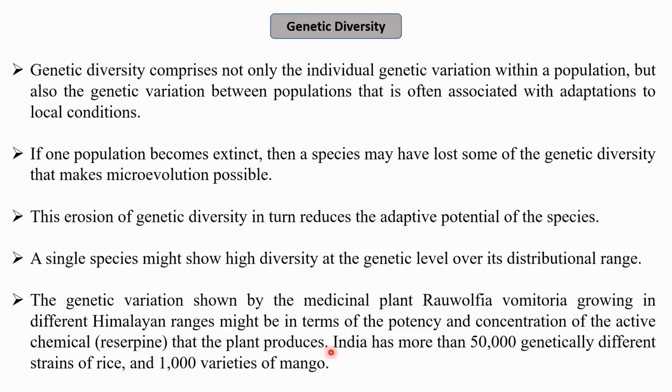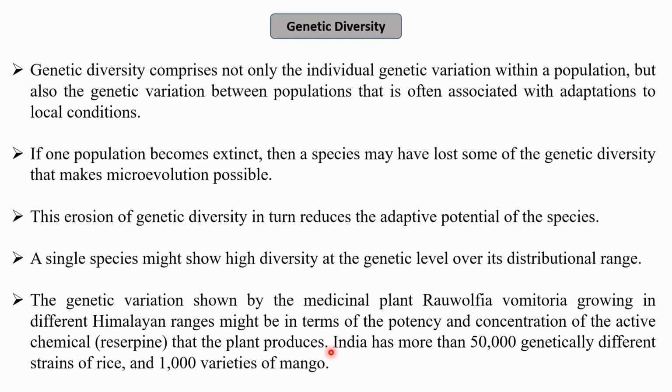So there might be some genetic variations present in these Rauwolfia vomitoria plants that grow in different ranges of the Himalayan region, and due to these genetic variations, they may differ in the potency and the concentration of the active chemical, reserpine, that is produced by these plants.